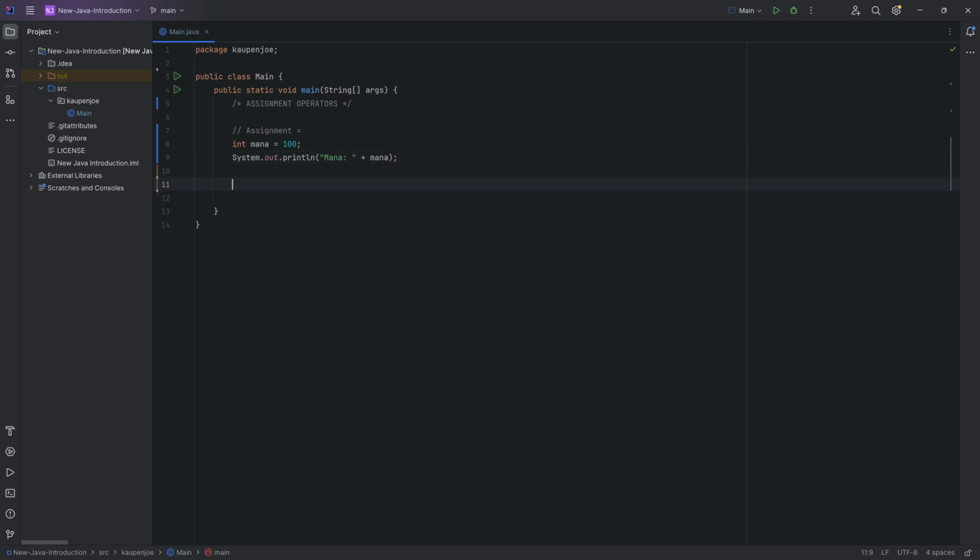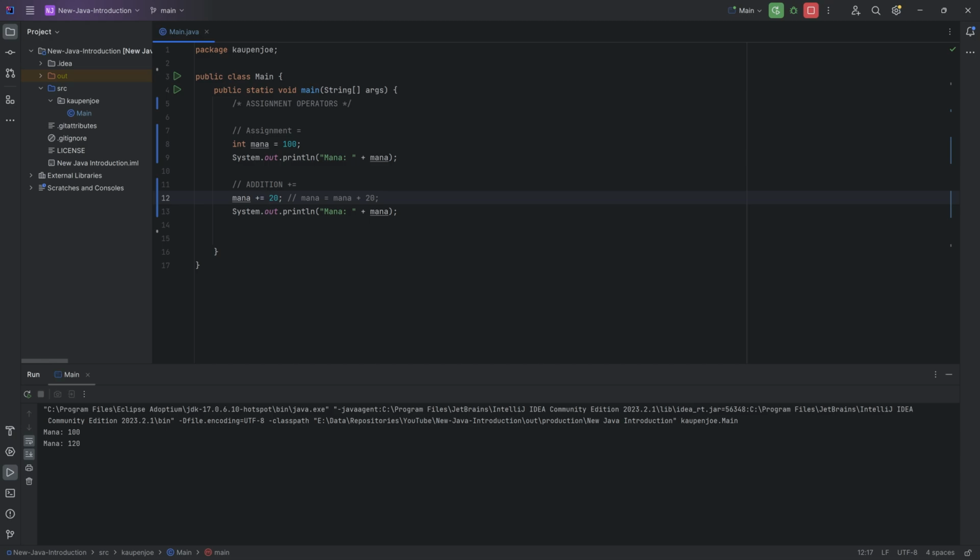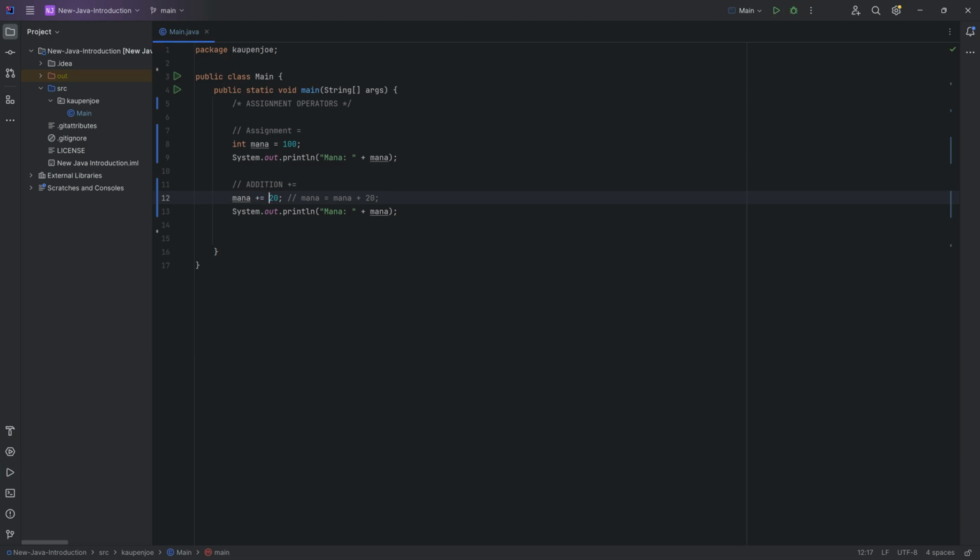So for example, we have the addition operator as an assignment, which will be plus equals, all in one go. If I were to write mana plus equals 20, let's say, that is the same as if I were to say mana equals mana plus 20. So if I were to print out mana afterwards, what I would get is, of course, 100 plus 20, which you will see is 120. Pretty cool. This is just a shorthand.